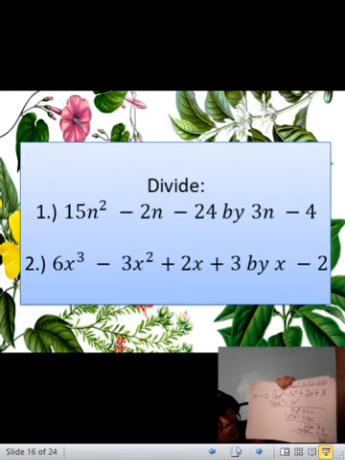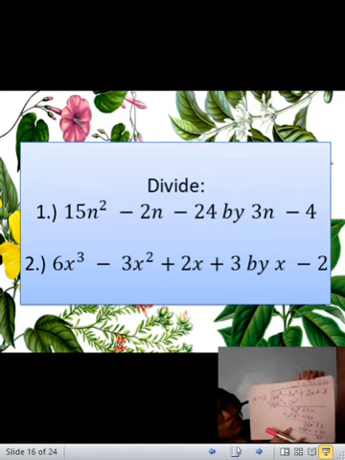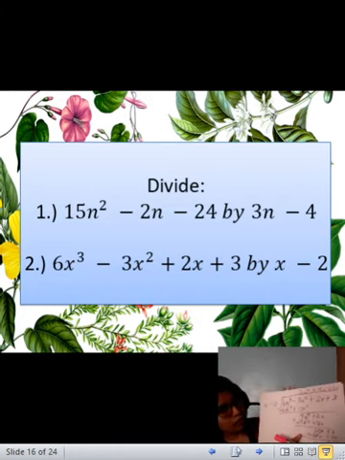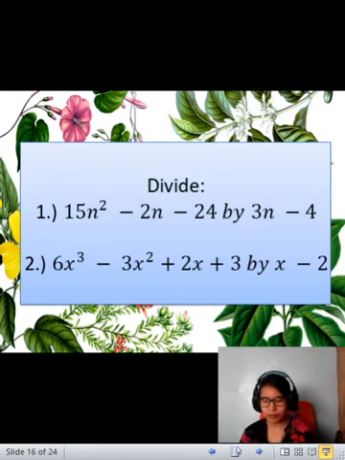43 below. Ma'am, do I still divide that 43 to x? Of course not. It cannot be divided anymore. So your final answer will be 6x squared plus 9x plus 20 with the remainder 43. Ma'am, how do I write remainder? Okay, this is how you write your final answer.